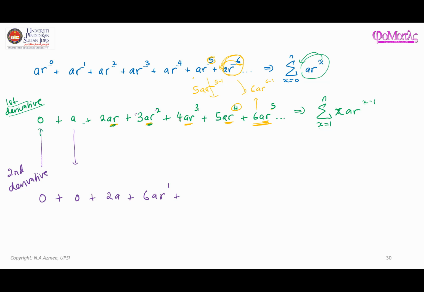Next, 3 will be brought forward here, multiplied with 4, we've got 12ar squared, 3 minus 1 right here. Next, 4 will be brought forward here, so multiplied with 5, we got 20ar cubed. And finally 5 will be brought forward right here, so we have multiplied that with 6, we have 30ar to the power of 4.